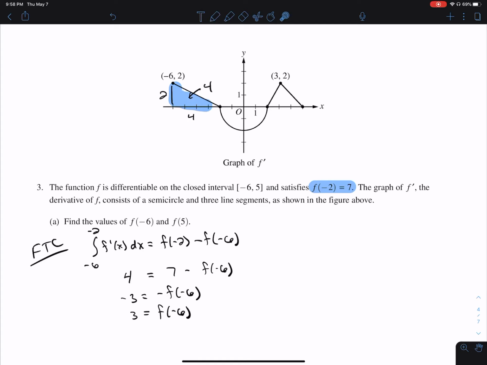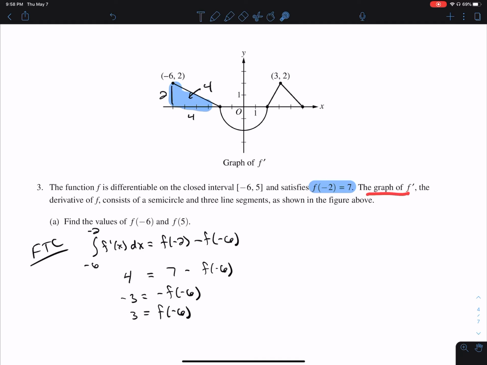All right, this is the 2017 free response question from the AB Calculus test. This is question number 3, part A. So the stem of the question says the function f is differentiable on the closed interval from -6 to 5 and satisfies f(-2) = 7. So this is super important. This is an ordered pair that we get from the original function f.